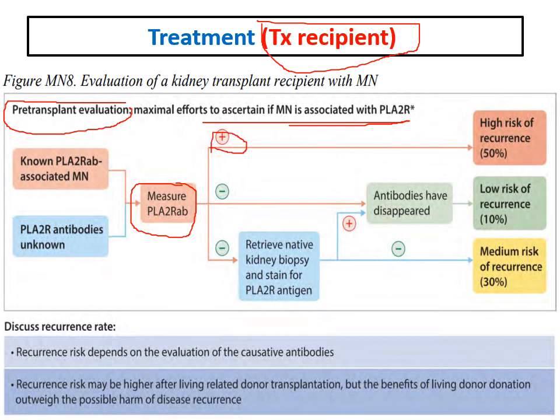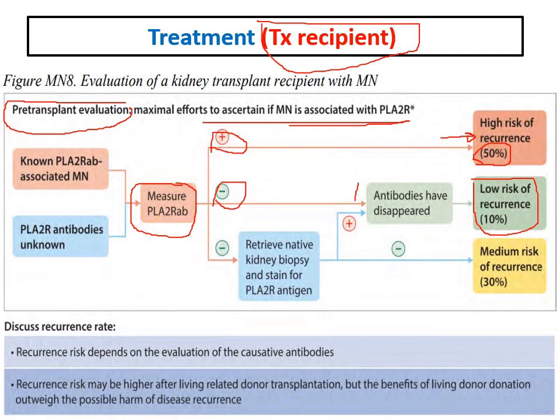If it is positive, there is a higher risk of recurrence. Phospholipase A2 receptor antibodies are associated with a higher recurrence rate after transplantation, approaching 50%. While if these antibodies are negative, there is a low risk of recurrence, approaching only 10% of cases.